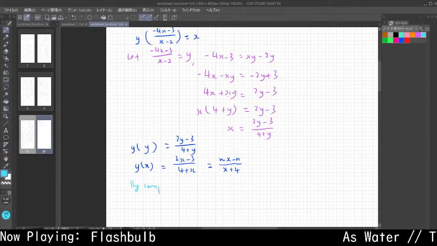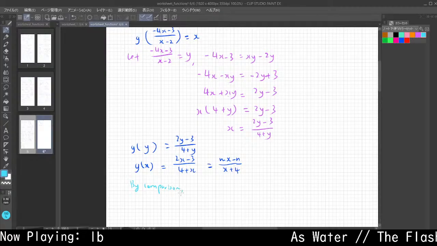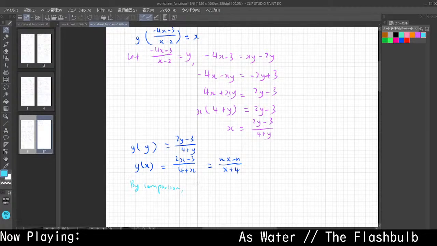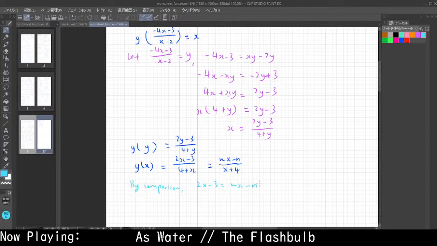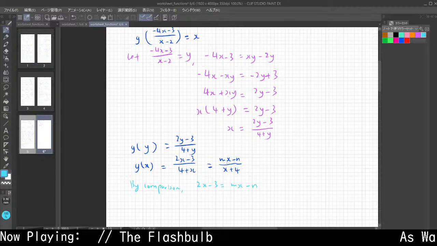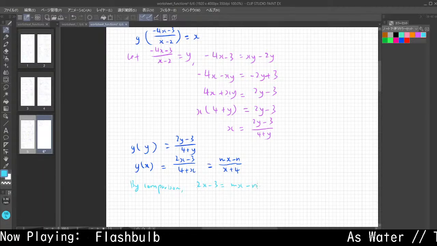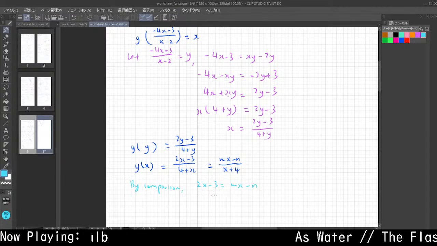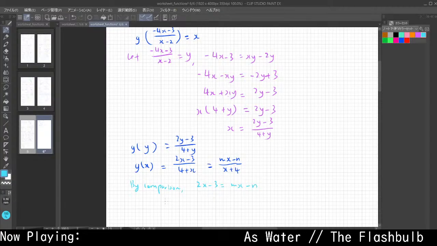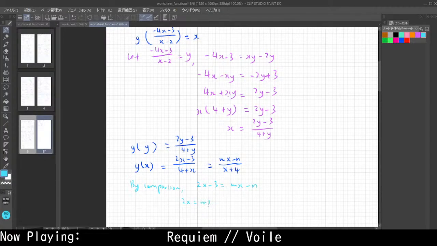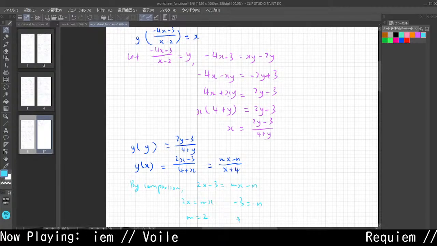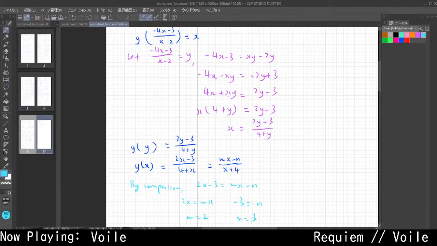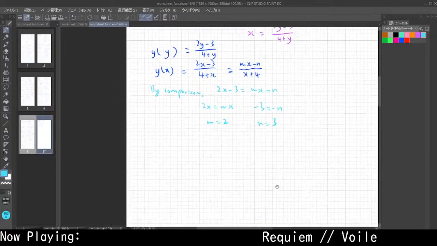By comparison, 2x minus 3 equals mx minus n. 4 plus x is 4 plus x, so that one you don't have to compare. This one. Okay, and then 2x equals mx, m equals 2. Negative 3 equals negative n, n equals 3. Done.